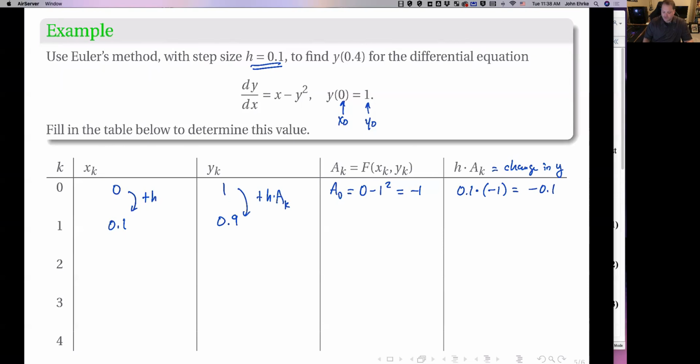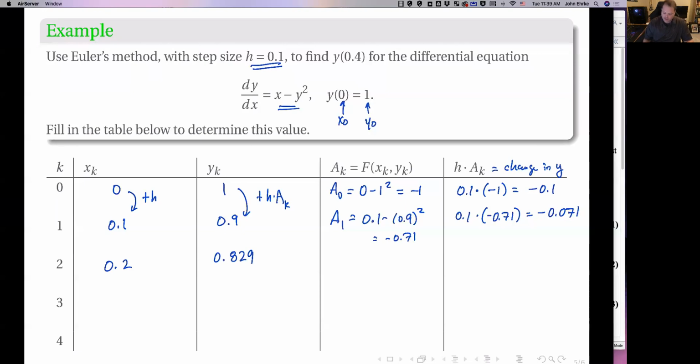Okay, let's do another couple of iterations here. So your second slope, A1, would be, let's see, you've got 0.1 for the X. So once again, plugging into the differential equation would be 0.1 minus 0.9 squared, which turns out to be negative 0.71. So my H value here is still 0.1, times negative 0.71. That'll be negative 0.071. So that's my change in the Y value. If I subtract that here, I'll get 0.829. Okay, and my new X value is 0.2.